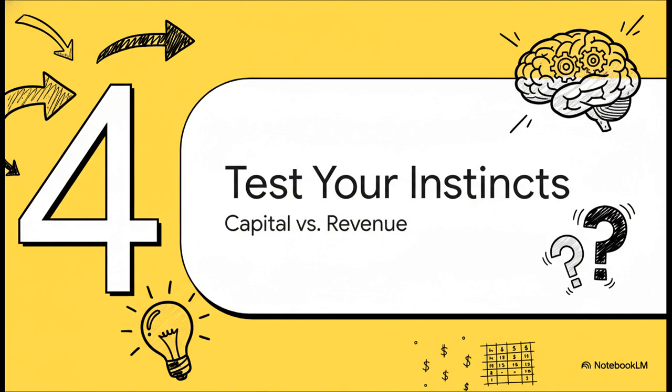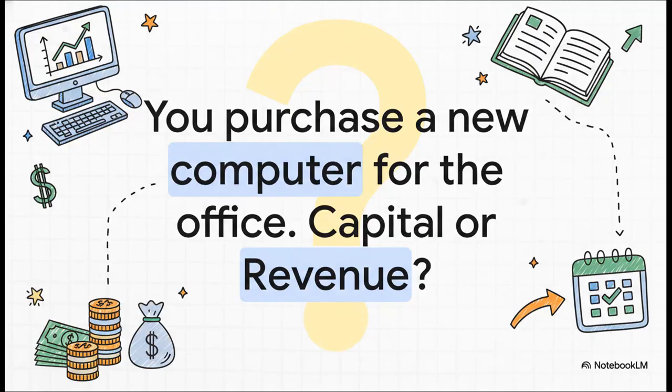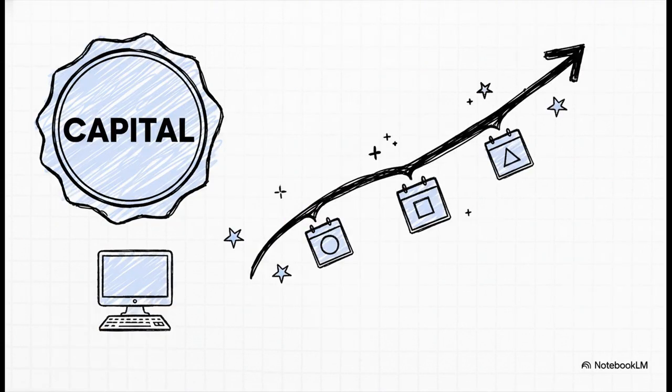All right, you've seen the theory, you've seen the impact, now it's your turn. Let's run through a couple of quick scenarios. Time for a little pop quiz to see if you've got it. Ready? First one, you buy a brand new, powerful computer for the office. It's an essential tool. How do you classify it? Capital or revenue? That's right, it's capital. A computer is definitely going to last and provide value for more than just 1 year, making it a classic long-term asset. You wouldn't expense the whole thing in one go.